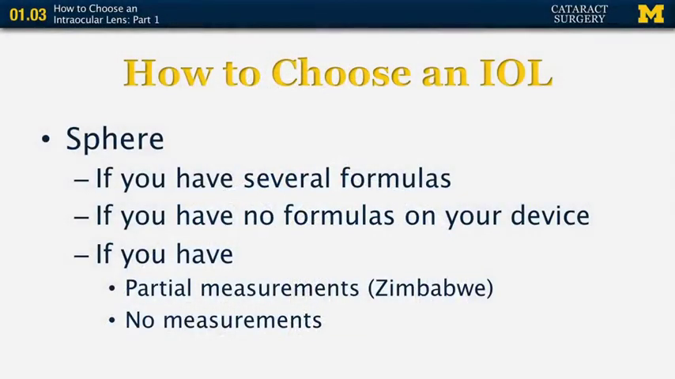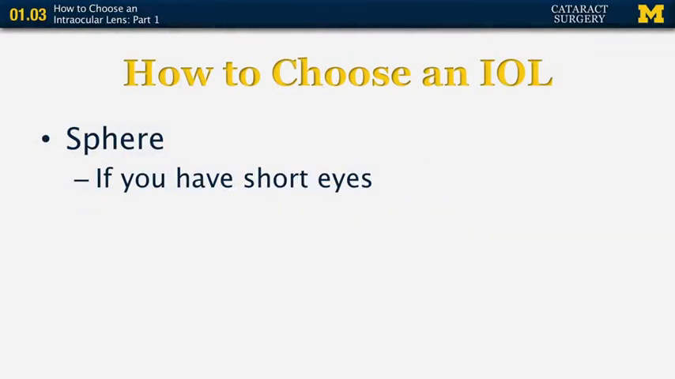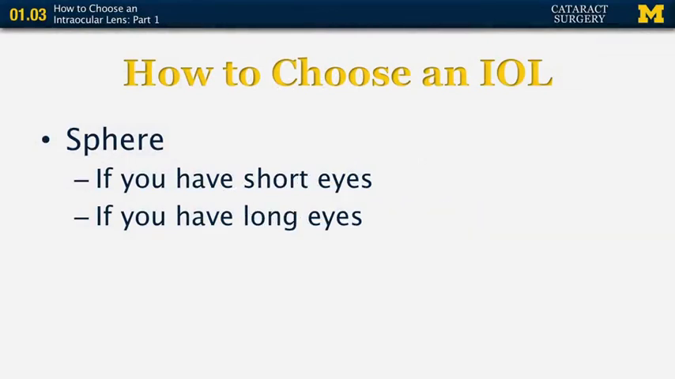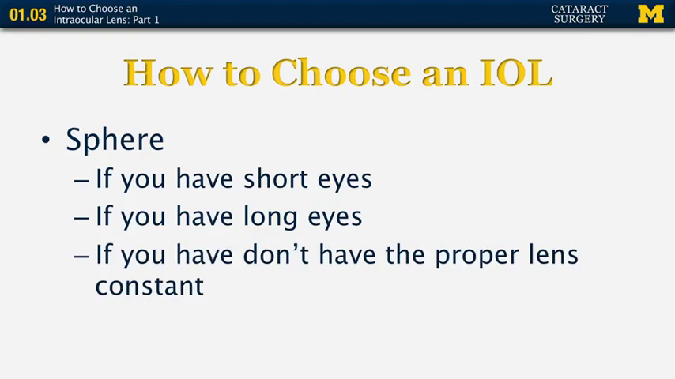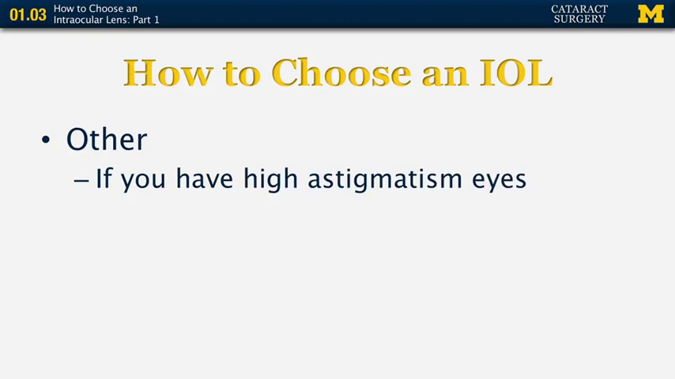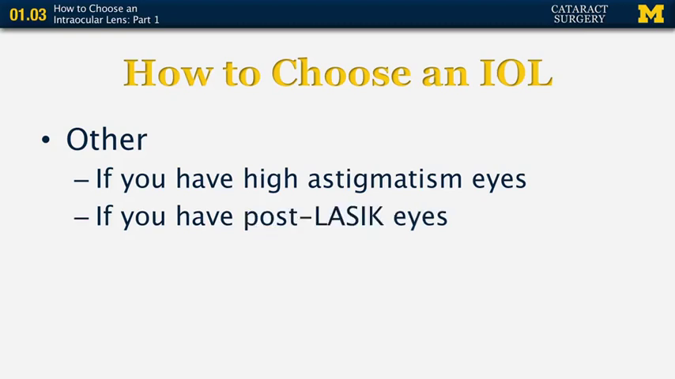What do you do if you have no measurements? What if their eyes are very short or very long? And what if you don't have the proper lens constant for the formula that you're using? I'll try to answer all those questions today. At the very end, and so if you're only interested in these, you could run to the end of it, I'll discuss real briefly what you do if you have eyes that have high astigmatism or eyes that are post-LASIK.